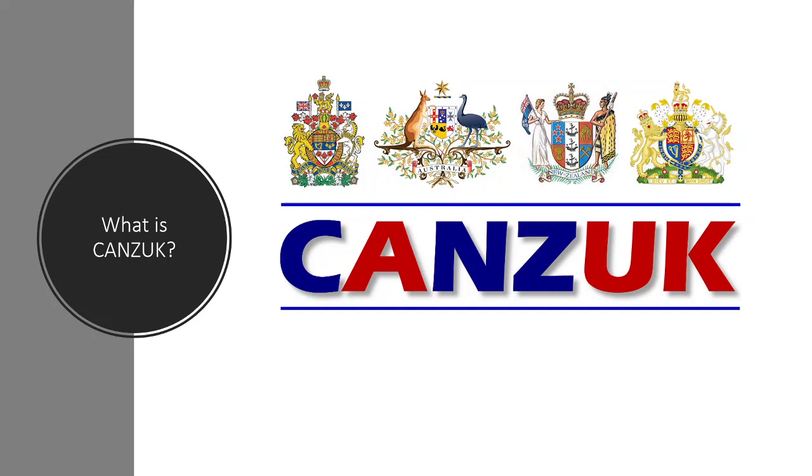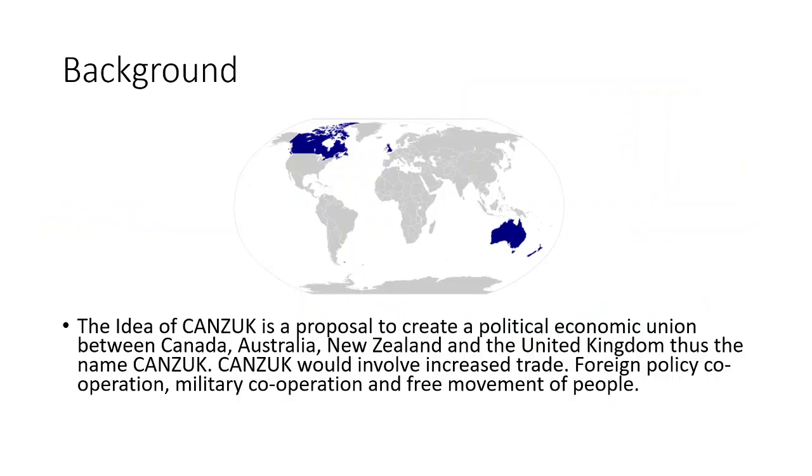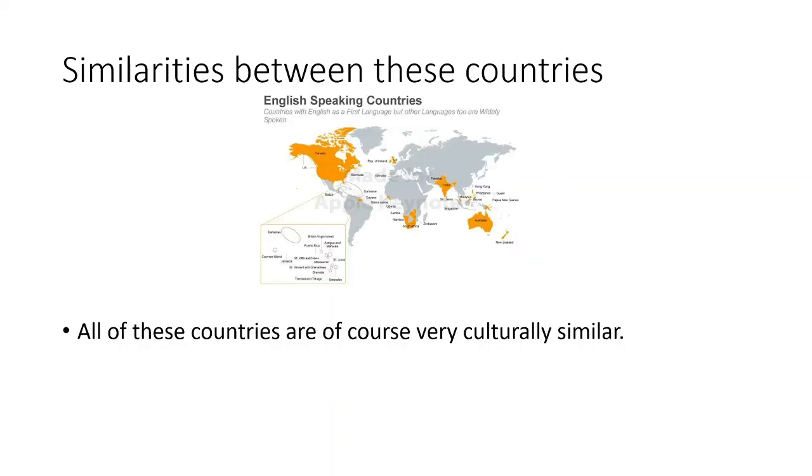Today we are discussing what is CANZUK. Now you may have heard CANZUK on the news or on the internet, but today we're going to discuss it in detail and try and explain to you what CANZUK is. The idea of CANZUK is a proposal to create a political economic union between Canada, Australia, New Zealand and the United Kingdom. Thus the name CANZUK, C for Canada, A for Australia, NZ for New Zealand and UK for United Kingdom. CANZUK will involve increased trade, foreign policy cooperation, military cooperation and free movement of people.